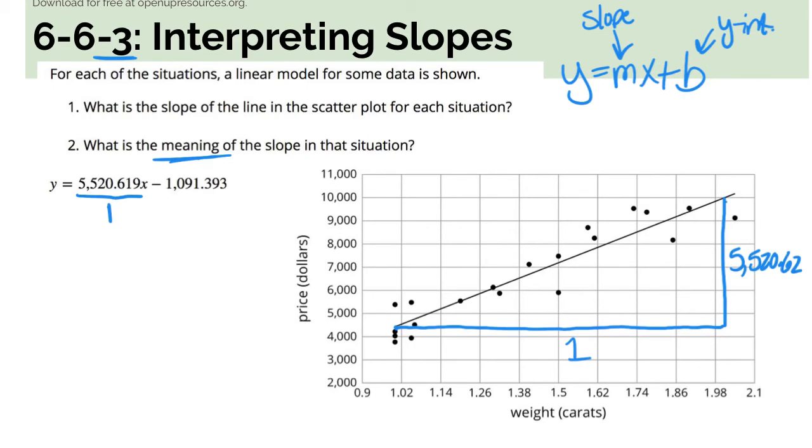And what does that actually mean? It means that if my diamond increases in weight by 1 carat, its price is going to increase by $5,520.62. So making that slope triangle, where your run is 1, can be really helpful in figuring out the meaning of the slope.